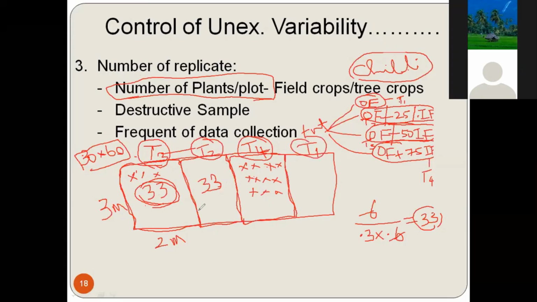You understand? Now, the number of replicates has to be decided by the destructive sample. What do you mean by destructive sample? When you do an experiment, after giving all this treatment, you want to measure the progress of the plant. Maybe you may measure root length or dry weight. If you want to measure the root length or dry weight, what should we do when the plant is in the field?